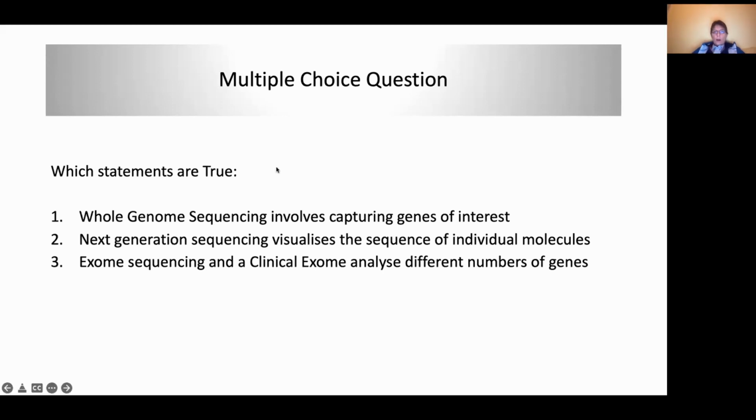Okay, so whole genome, a lot of you got this right. Whole genome sequencing does not involve capture of genes of interest. You're just taking the whole genome and putting it into the sequencer. Next generation sequencing visualizes the sequence of individual molecules. This is correct. And exome sequencing and the clinical exome analyze different numbers of genes. So exome sequencing is about 20,000 genes, and the clinical exome is about 5,000 genes. If anybody has any questions about that, please do ask them afterwards.